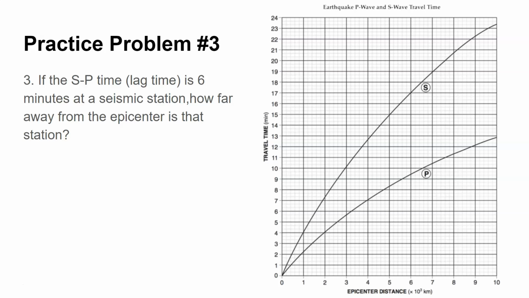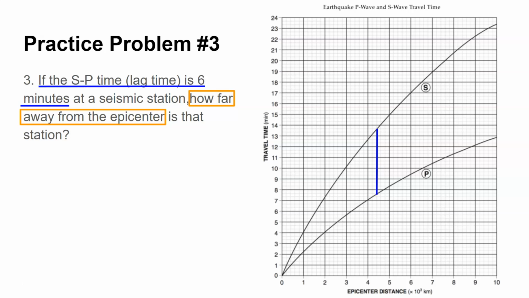Practice problem number 3, our last of the video. We're looking for an epicenter distance, and we know that the S minus P time, the difference between our S wave travel time curve and our P wave travel time curve, is 6 minutes. So we start with the y-axis, we mark off 6 minutes on a piece of scrap paper, and we're going to move our scrap paper along the chart until this amount of time fits perfectly between our P wave and our S wave curve. So that position is right here.